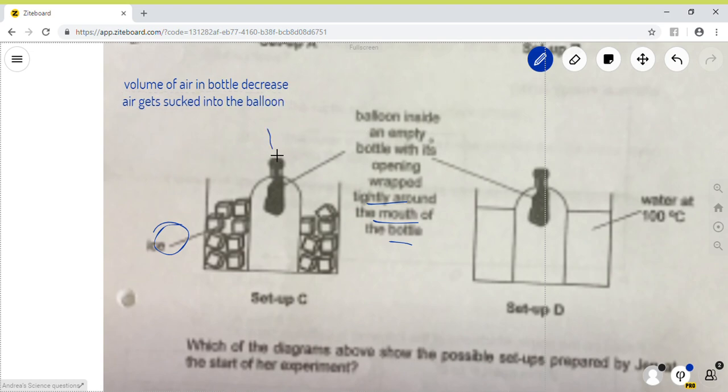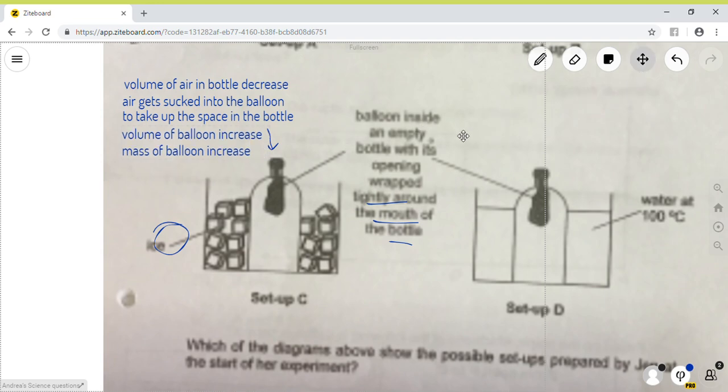Because there is more space, is it? No, it is to take up the space in the bottle. Yeah, because the volume of air decreases. Alright. So after that, what happens is that the volume of balloon increases, and the mass of balloon increases also.